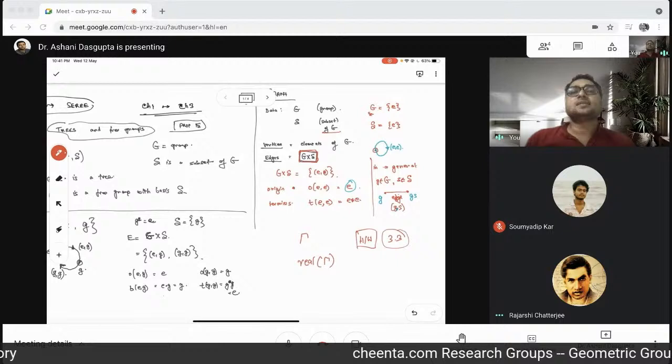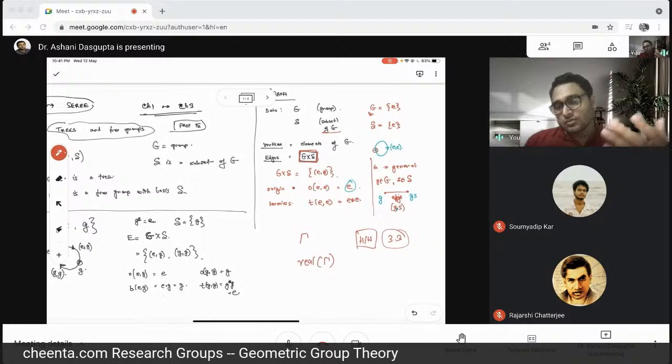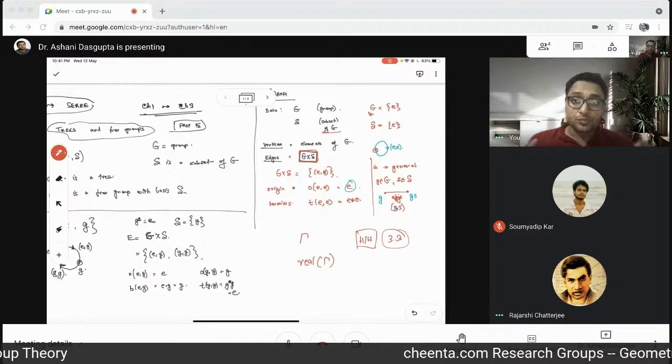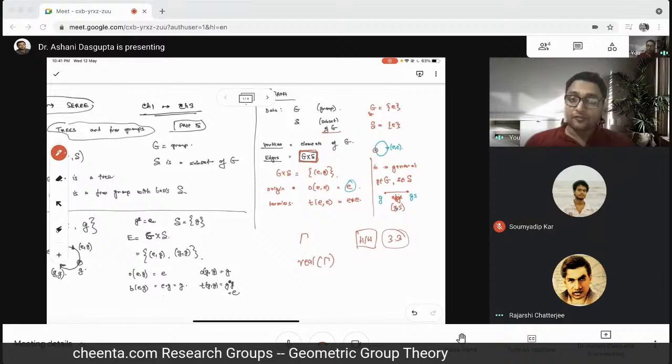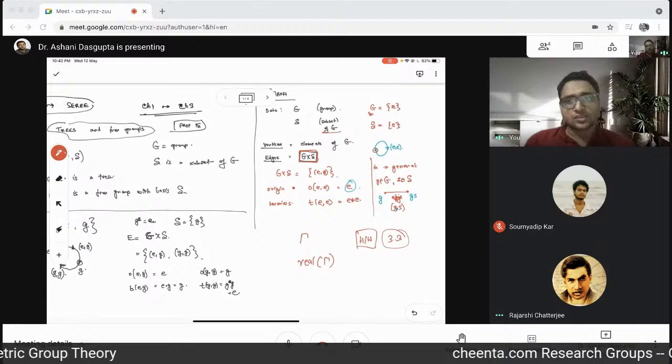And move on to the actual material, because the actual material will involve some geometric group theory, some beautiful geometric group theory. There is a very beautiful book by Bridson and Haefliger, but there are other shorter things that we can do actually. So I will refer some more material at that point.